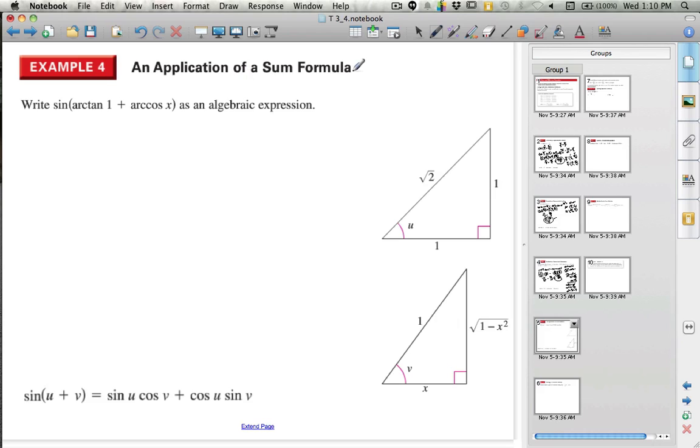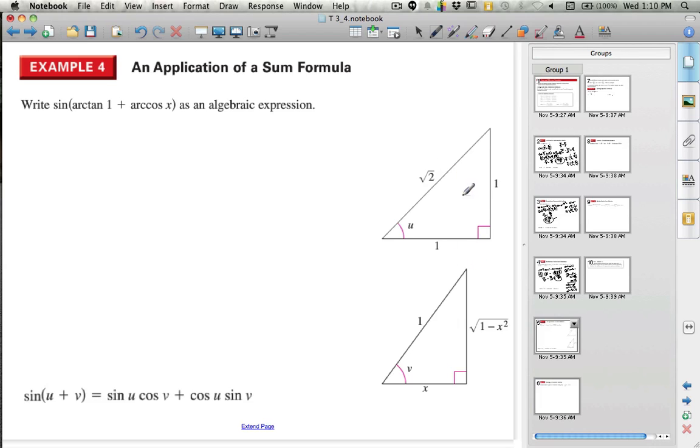So in this problem, we're going to work with the sum formula. And you notice this looks a little awkward because now we've got arctan of 1. So we know that we're looking for the angle with a tangent of 1, and we're looking for the angle with a cosine of x, which is complicated. But well, I've put together these triangles here that help you to get a sense of that.